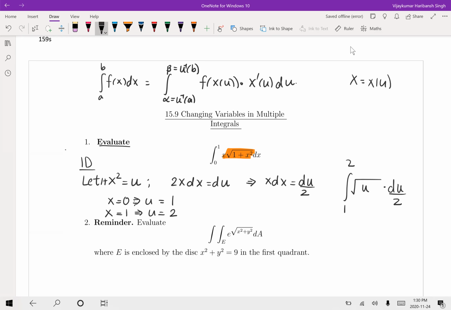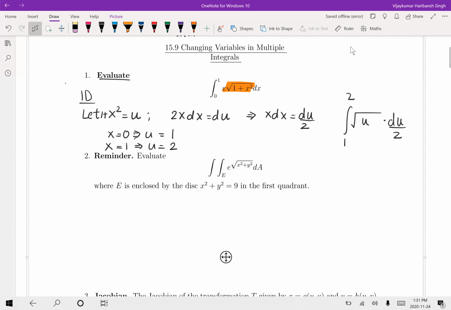All right, so now if you want to generalize this case, let's look at the second problem: the integral of e to the power x squared plus y squared dA, where E is enclosed by the disk in the first quadrant. So E is this disk essentially in the first quadrant. How does your region look? It's a part of a circle in the first quadrant. So this is your region D.